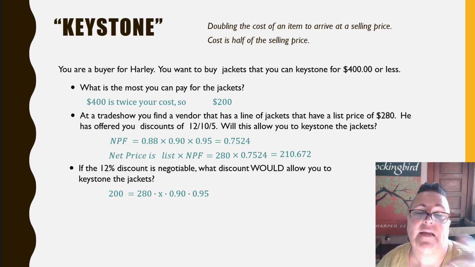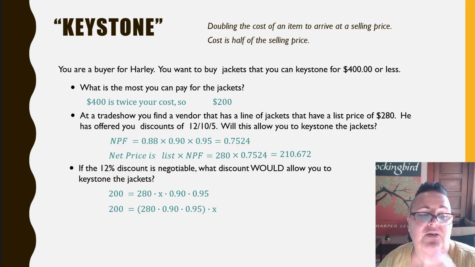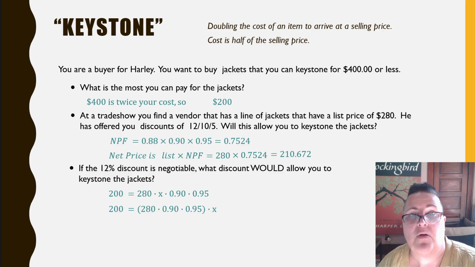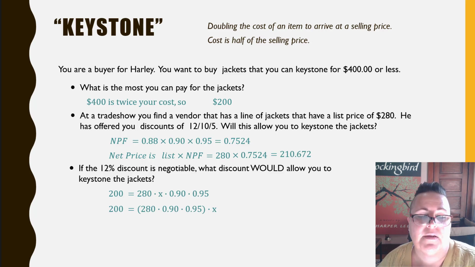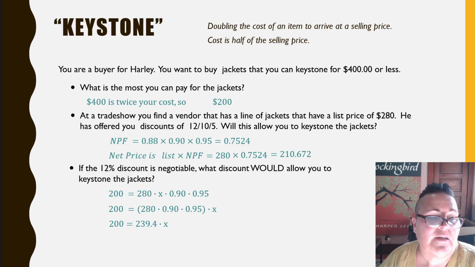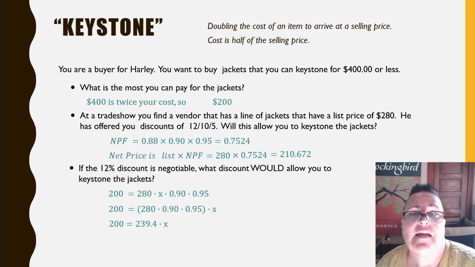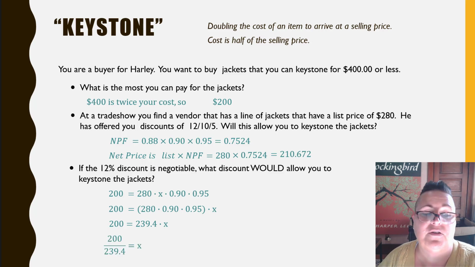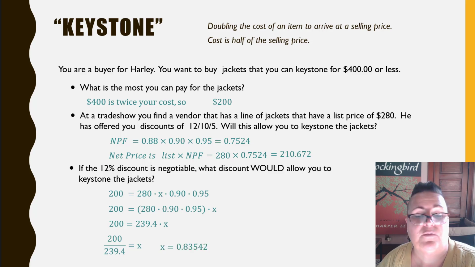Now, algebraically, I can move stuff around. And so I can do 200 is equal to, and I can multiply those numbers, 200 times 0.9 times 0.95, and leave that X. That gives me 200 is 239.4 times X. And now I'm just going to divide both sides by the 239.4 to get X is equal to 0.83524. So I know that 0.83524 is the complement of the discount.